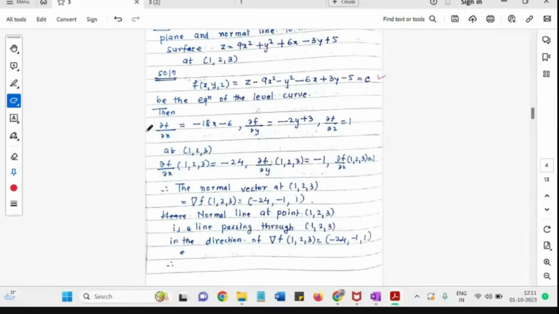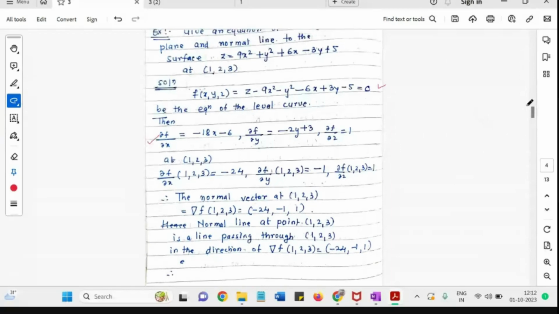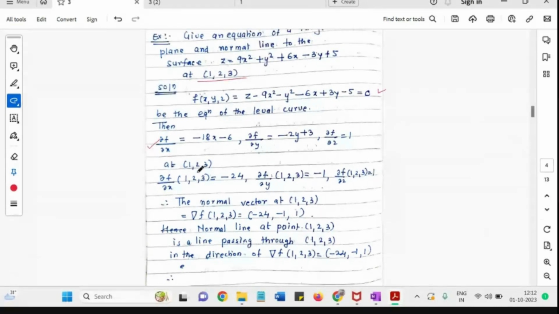So calculate dou f by dou x, which from here, if you differentiate, is minus 18x minus 6. Dou f by dou y is minus 2y plus 3. And dou f by dou z is 1. Okay, I need to find the tangent plane at the point 1, 2, 3. So evaluate these partial derivatives at 1, 2, 3. So dou f by dou x at 1, 2, 3 is minus 24. Put x equal to 1 here and you will get the answer. Dou f by dou y is minus 1 and dou f by dou z is 1. So your normal vector is minus 24, minus 1 and 1 at the point 1, 2, 3.